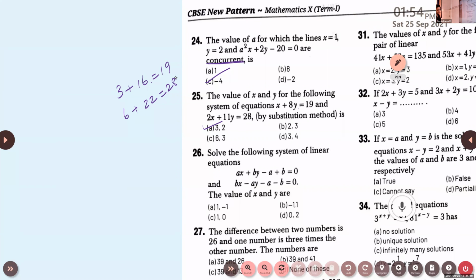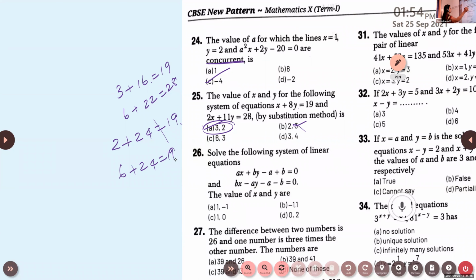Either you can solve it and find out, or you take the solution, substitute it and check. Suppose I substitute the next one. 2, 3 means, will you be getting? X is 2, y is 3. So 2 plus 24 is 19. Is it true? No. So the second one is not satisfying. Again, if you take the next one, 6, 3. 6 plus 24. Will it be 19?